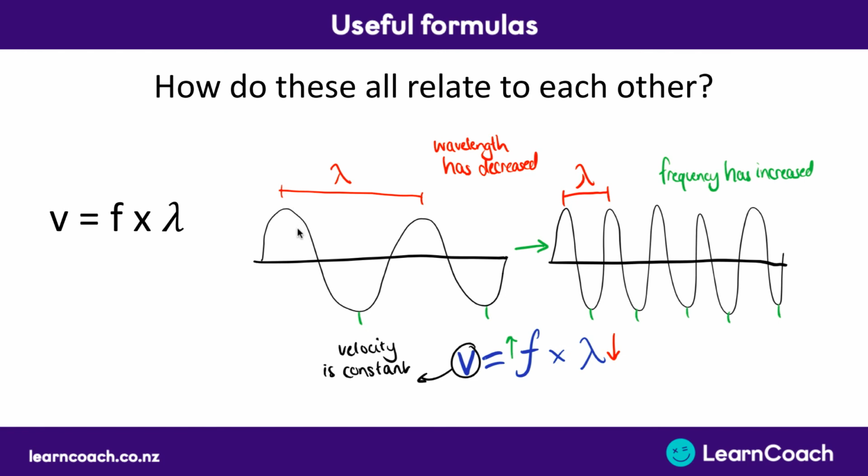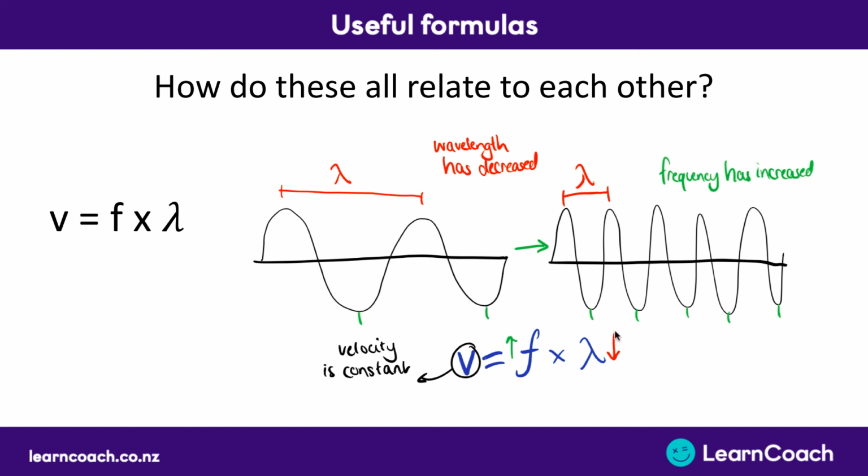So here we have a transverse wave, for example light, and it's traveling through one specific medium such as air. From this wave to this wave, the wavelength has decreased, and we can see this on the diagram by this distance here becoming shorter in the second wave. We know that if the same wave travels through the same medium, the velocity is constant. So this is not going to change.